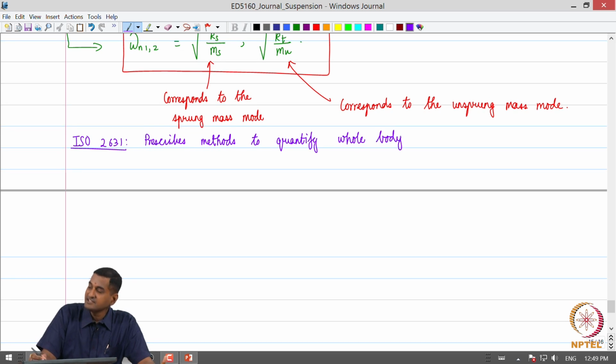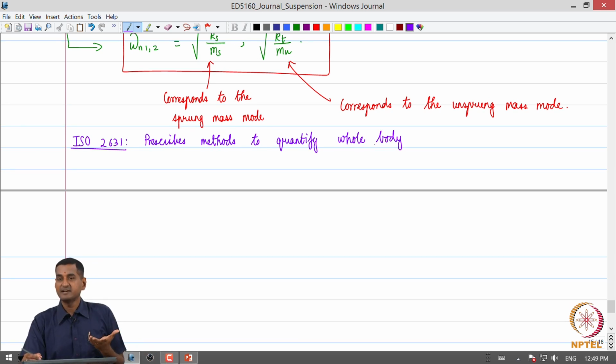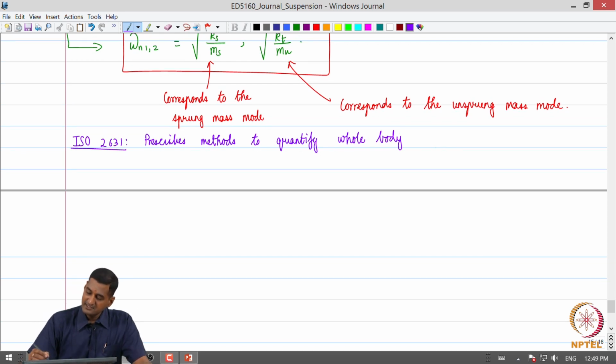Okay. So, essentially this standard deals with how we can quantify the vibrations that come about when human beings are using a vehicle or machinery or tools in general. So, essentially we are going to apply it for our vehicle systems analysis. So, this is a whole body vibration with respect to human health and comfort.